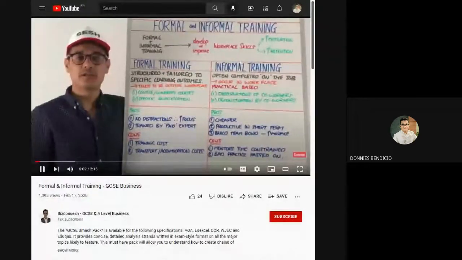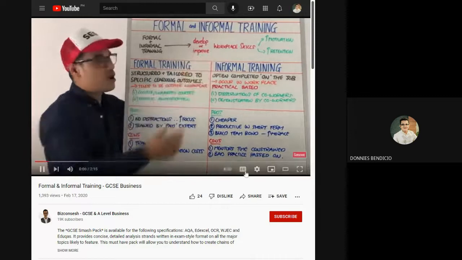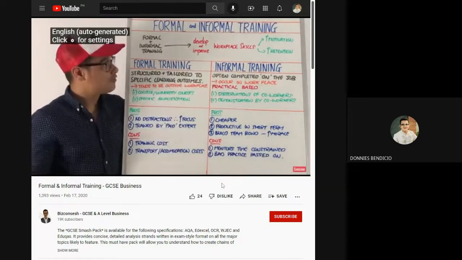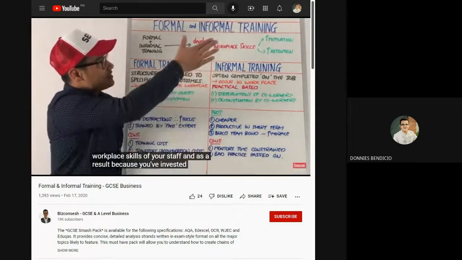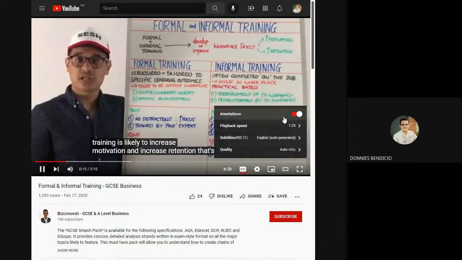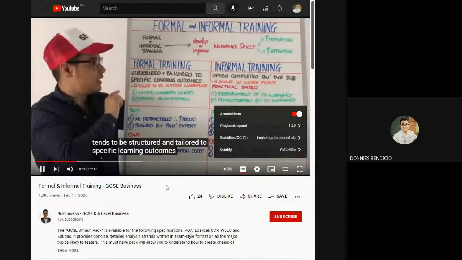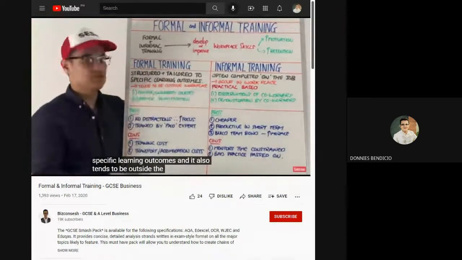So formal and informal training is about developing and improving the workplace skills of your staff. And as a result, because you've invested in training, it's likely to increase motivation and increase retention, that's staff retention. Now, formal training tends to be structured and tailored to specific learning outcomes. And it also tends to be outside the workplace.